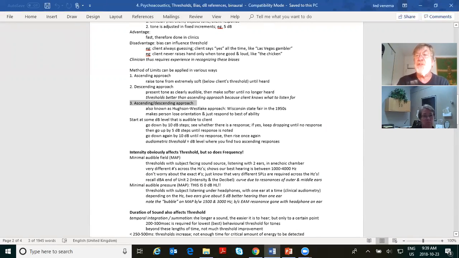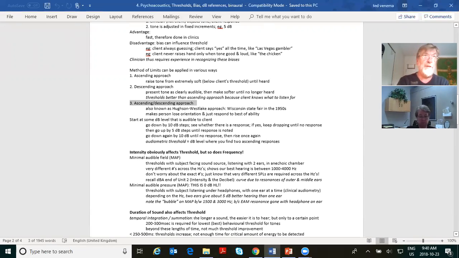And we're reviewing the ascending, descending. We descend in steps of 10, the client until he or she doesn't hear, and then we ascend in steps of 5 until the person says he or she does hear. And 2 ascending responses at the same decibel level defines threshold.